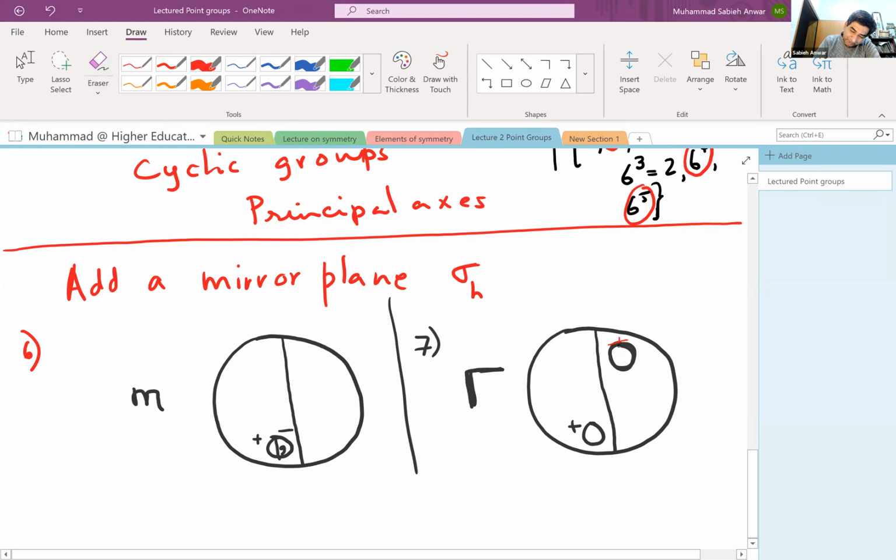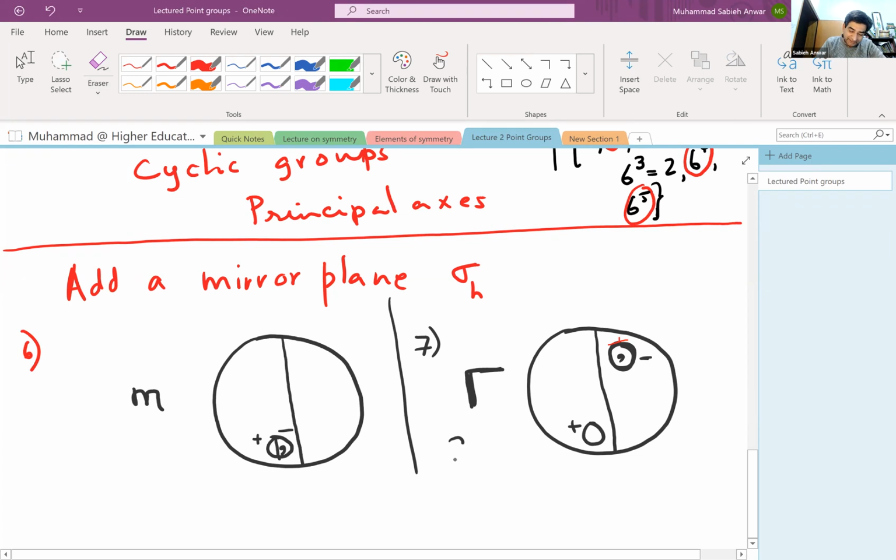So I put a circle here with a minus sign and a comma because I do a two-fold rotation. I'm above the plane, then the mirror reflection takes me below the plane. So plus becomes negative and I get a comma as well. So now in this point group, I have a two-fold rotation and I have a mirror plane perpendicular to it.